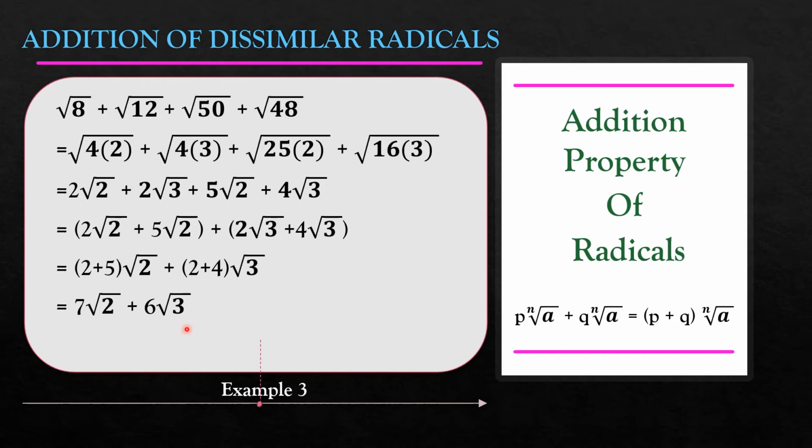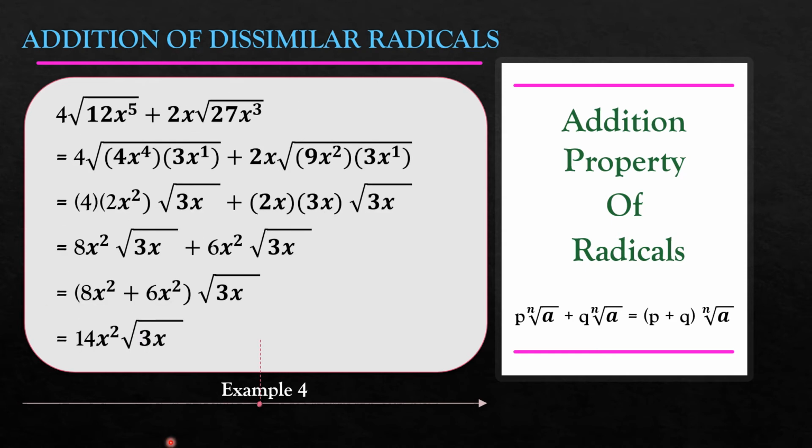Hindi po natin pwede i-add yan kasi po, dissimilar radical sila. Ito ay square root of 2, ito ay square root of 3. So, ito na po yung ating final answer. Therefore, square root of 8 plus square root of 12 plus square root of 50 plus square root of 48 is equal to 7 square root of 2 plus 6 square root of 3.